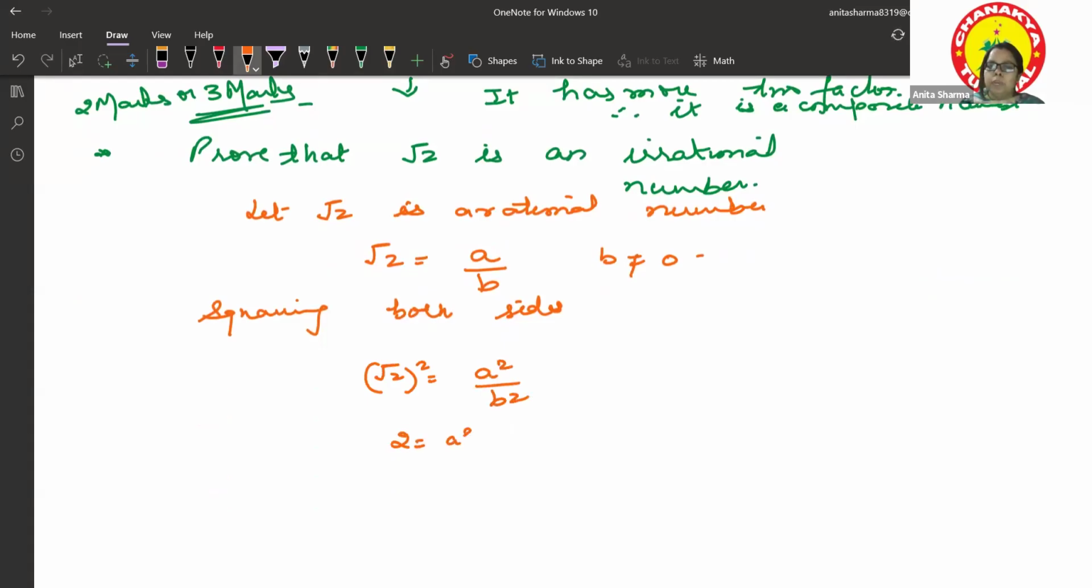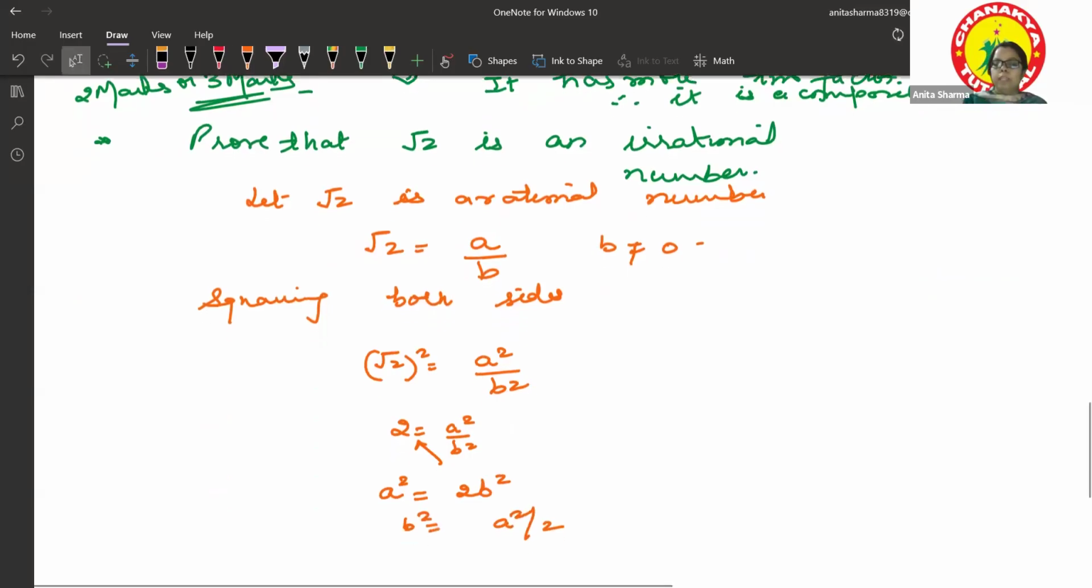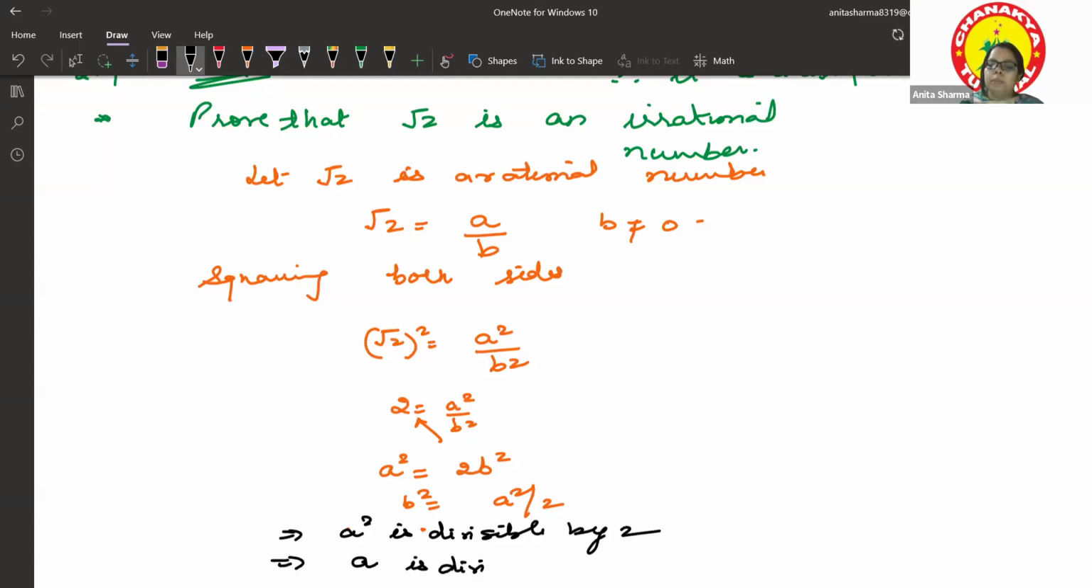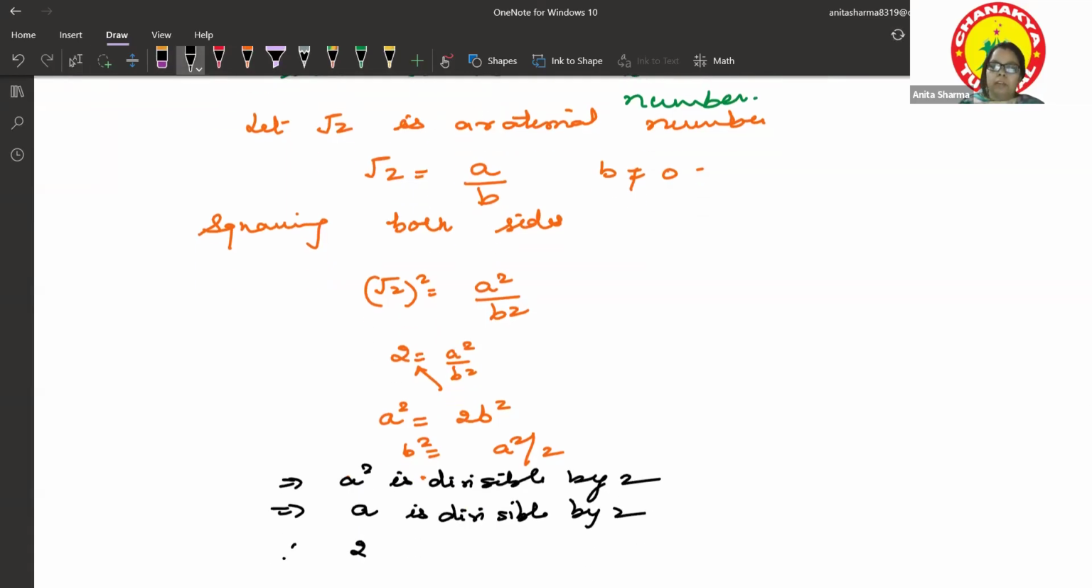Then 2 is equal to a square by b square. Cross multiply, children. a square is equal to 2b square. Then the value of b square will be a square by 2. So by this fraction, what we have observed is that this implies a square is divisible by 2. In the same way, if a square is divisible, it means a is divisible by 2. So therefore, 2 is a factor of a.